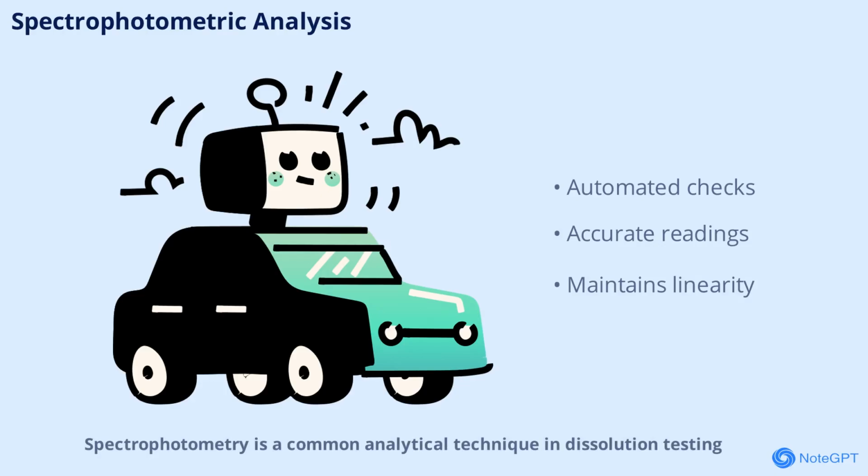Spectrophotometry is a common analytical technique in dissolution testing. Automated spectrophotometers require routine performance checks, maintenance, and cleaning. Cell alignment and the absence of air bubbles are critical for accurate readings. Path lengths typically range from 0.02 to 1 cm, and acceptable standard error and linearity must be maintained. These steps ensure reliable quantification of the dissolved drug.